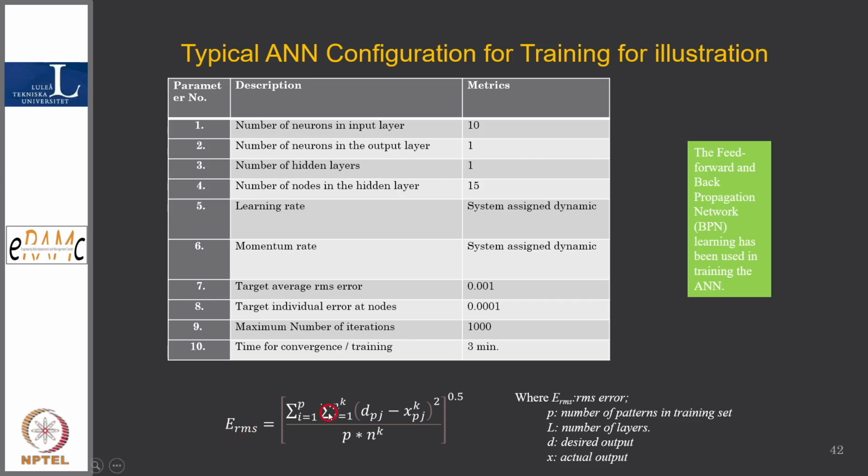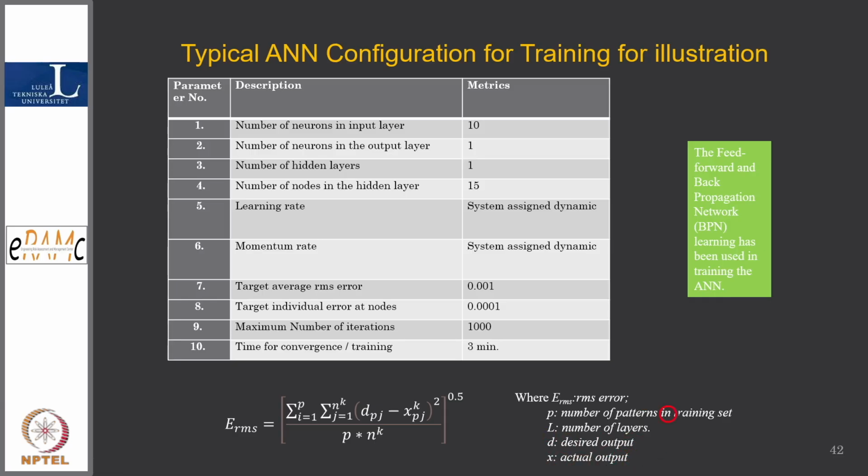The RMS error model is there. It is given in my publication also, but it is a very old publication. P is the number of patterns in the training set. L is the number of layers. D is the desired output, and A is the actual output. We had the desired output at the node, and the actual output is X output. Actually X should be input, because we are calling it input. At the final node, these are the two. The desired output is something that we know, and the actual output is what comes in the iteration at the output node.